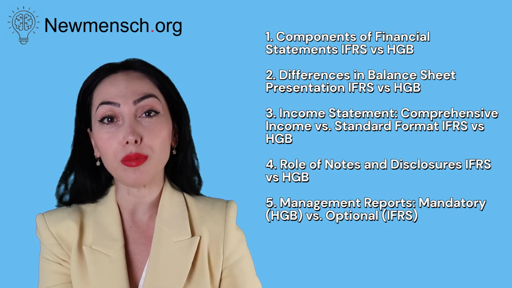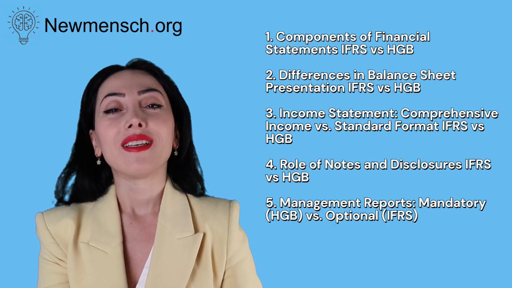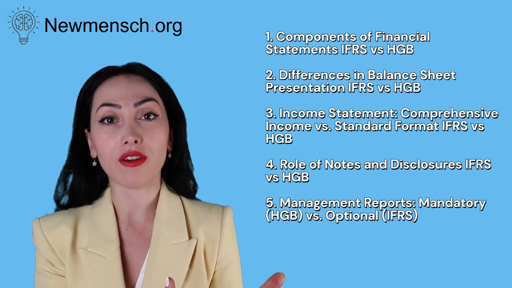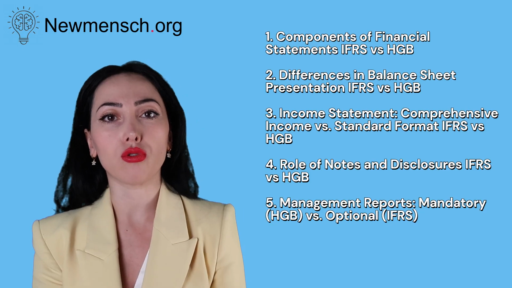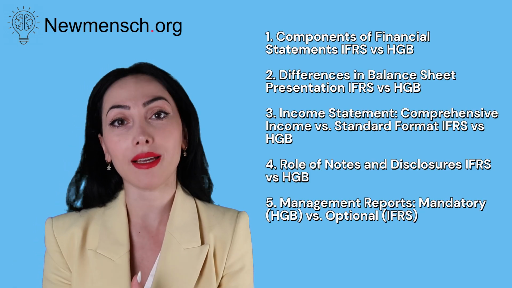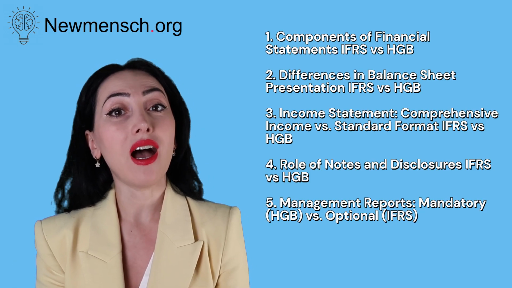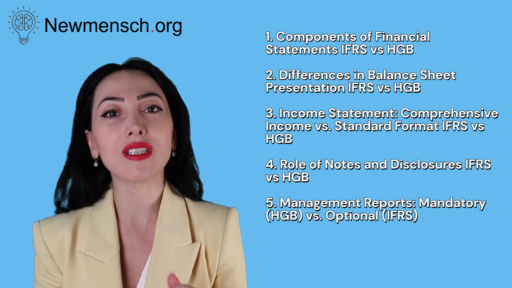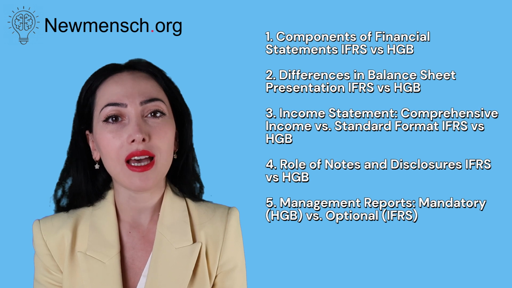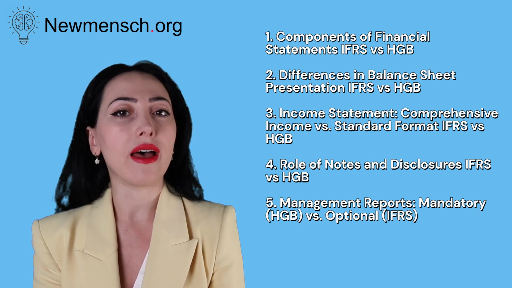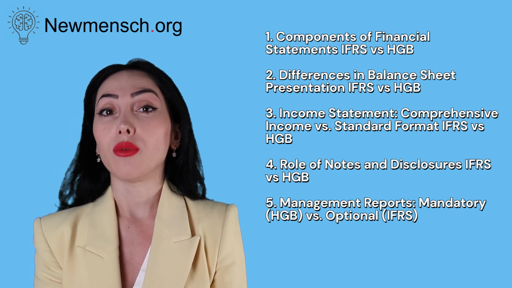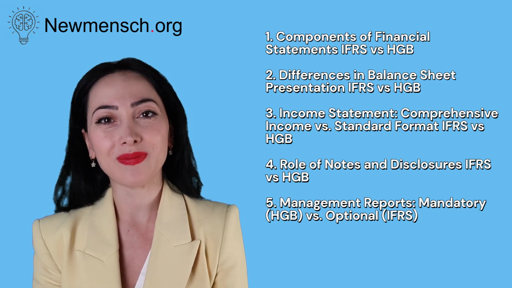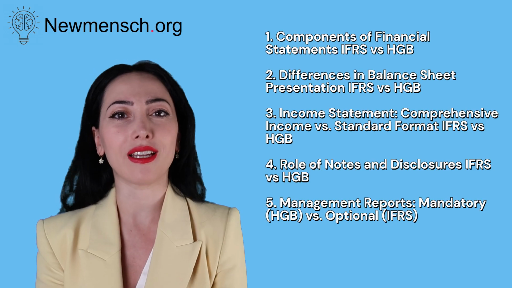Next, we will look at the statement of profit or loss and other comprehensive income for IFRS and the standard approach to the profit and loss statement from the HGB side. Our fourth objective is going to be to look at notes and disclosure requirements and how they differ. And the fifth objective will be about the management report, or Lagebericht, and to see what differences we can identify here.